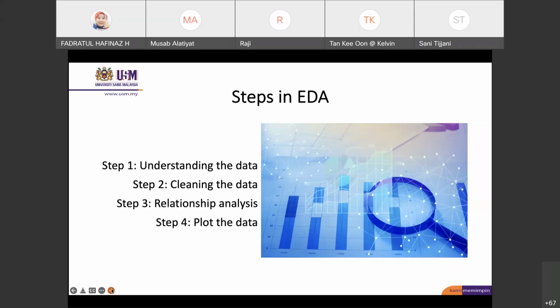So the last step is to plot your data. All right, plot the analysis of the data using the scatter plot, the box plot, or any other plot, the line graph, right, or even a pie chart that is suitable to your result. Okay.